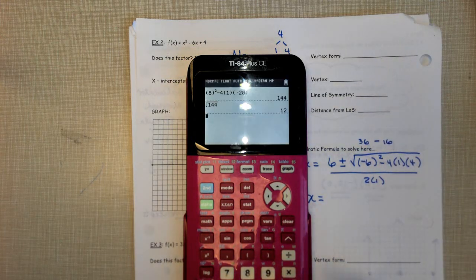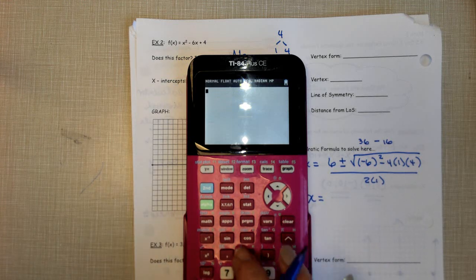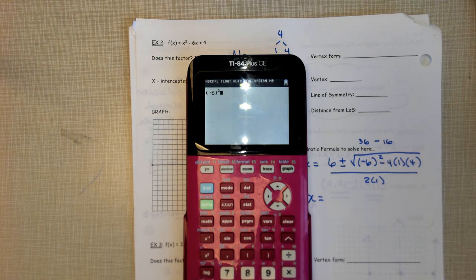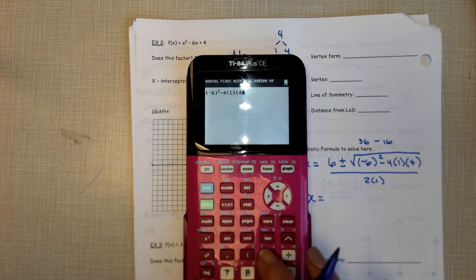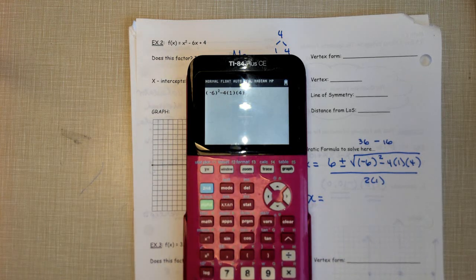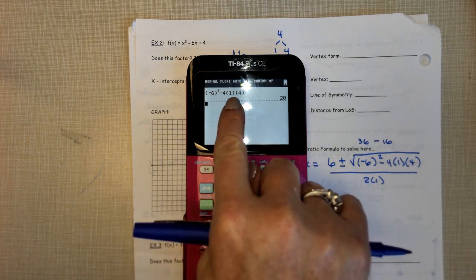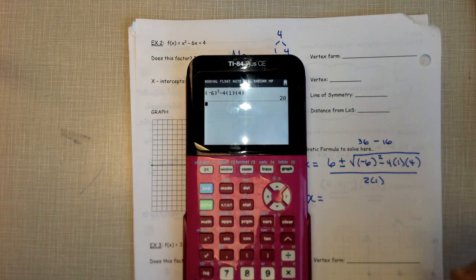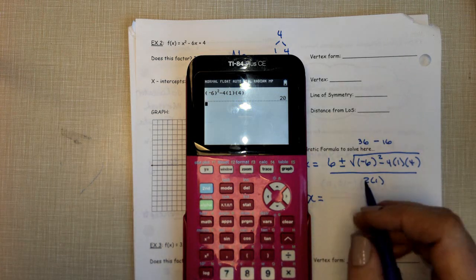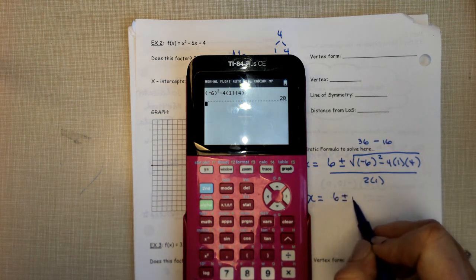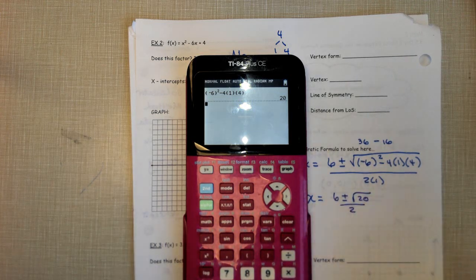But if you're using your calculator, use all the parentheses. So parentheses, minus 6, close parentheses, squared, minus 4 times A times C. I even type in the 1 with parentheses, because sometimes that parabola might be opening upside down, and that 1 is negative, so then you might mess up your sign. Okay, so 6 plus or minus the square root of 20 over 2.